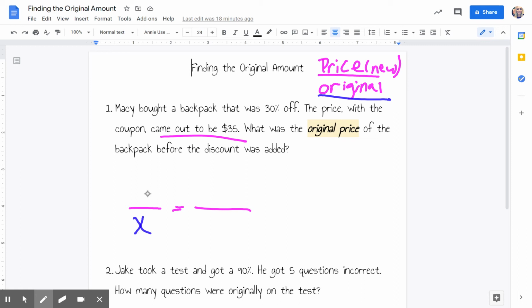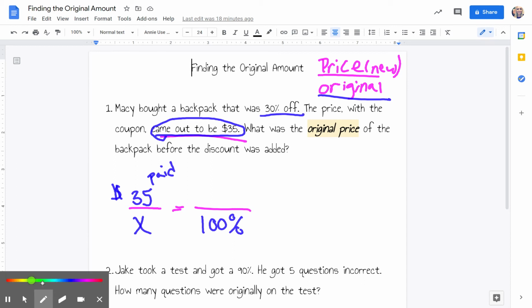What's going to go on top is the amount that I actually paid for it. I paid $35, but that wasn't the original, right? This is what I paid. Now I know 100% is going to go down here. Now let's think about this. 30% is the percent that they give me. But we talked about how these have to match up, right? If over here is the price that I paid, that means over here also has to be what I paid, but it's going to be a percent.